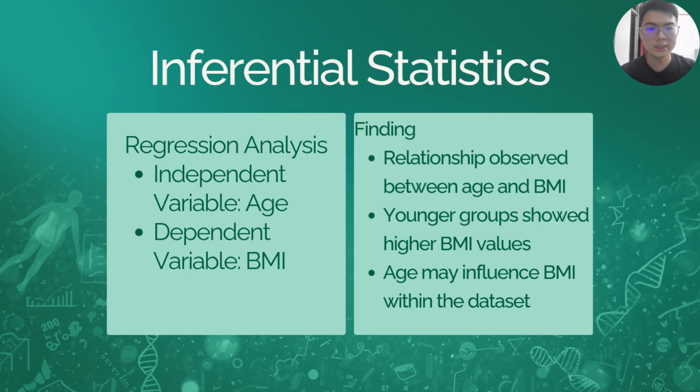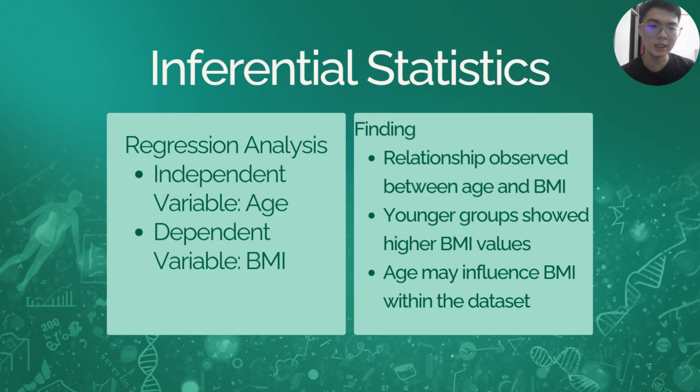For inferential statistics, a simple regression analysis was conducted to examine the relationship between age and BMI. In this analysis, age was treated as the independent variable, while BMI was the dependent variable. Based on the results obtained from the dataset, a relationship between age and BMI was observed. The younger age group recorded higher average BMI values compared to the older age groups. This suggests that age may have an influence on BMI within the dataset.